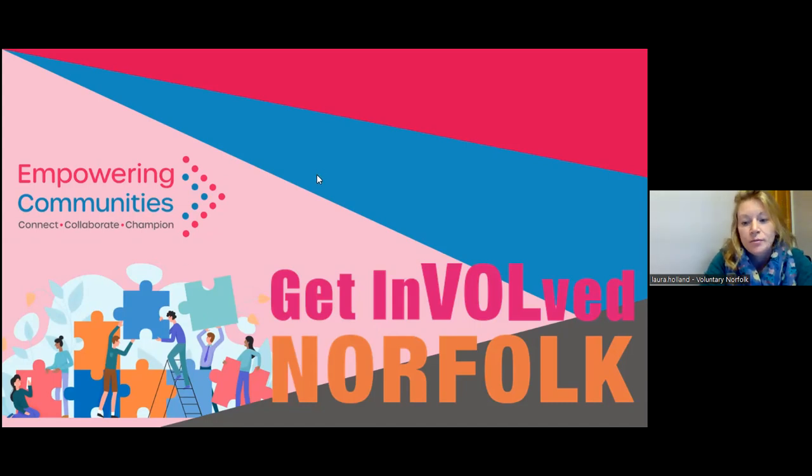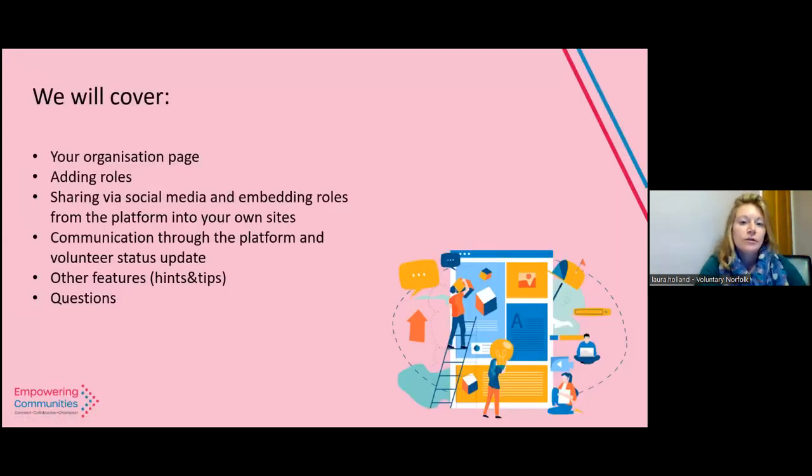I'm hoping this all works okay. So what I'll go through is a brief overview of the organisation's page, good things to include on that. Adding roles and the types of roles that you can add onto the platform, sharing your roles once they've been published, either via social media or onto your own websites, how the communication features work on Get InVOLved, like the messaging service, and how to update volunteer statuses. That's if you've accepted a volunteer or if they've declined for whatever reason, or maybe you've put them on a reserve list. We've also got a few other features that you might not be aware of, and a few hints and tips that we've built up on our own journey of using it as well.